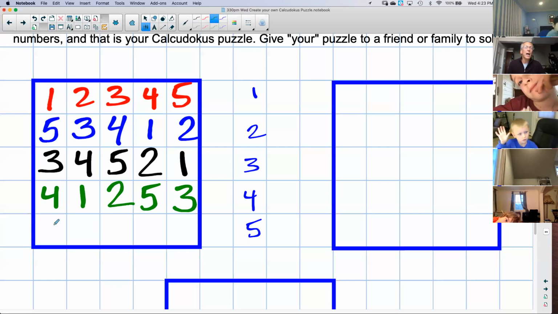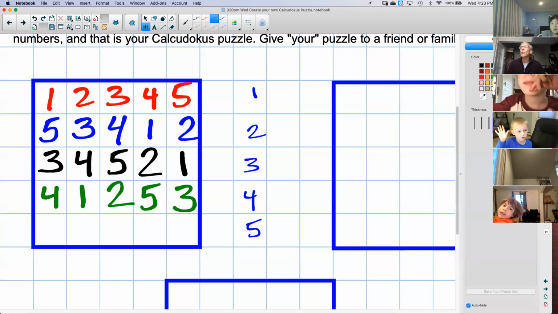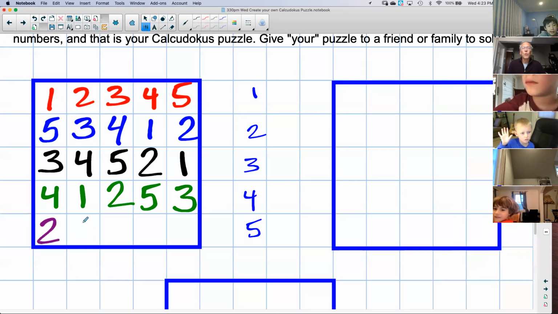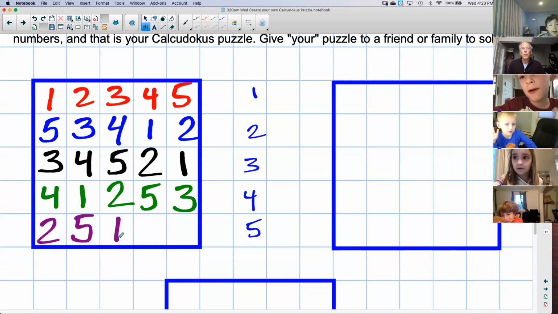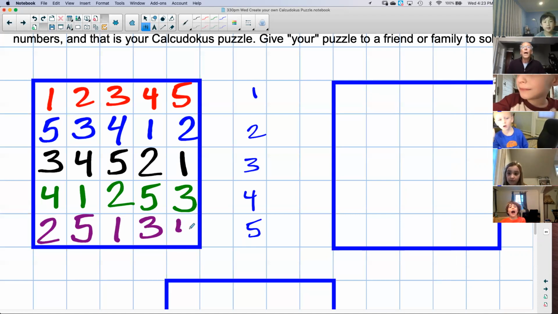And finally, guys, what do we have? Everybody read it out loud. 1, 2, 3, go. 4, 5, 2. Come on, guys, read it. 5, 1, 3, and 4, 4. Very good.